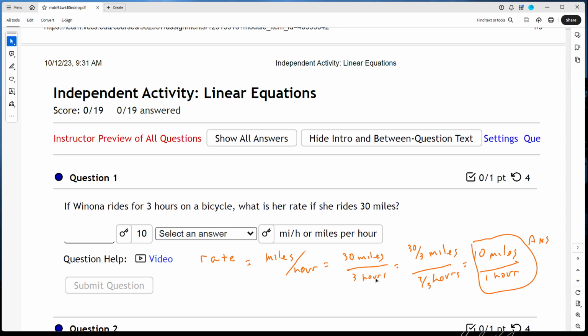So 30 miles, 3 hours. We need to get a unit rate. So I went ahead and divided the numerator and denominator by 3, and I end up with 10 miles per hour for my answer. And that's what they have here for question 1.